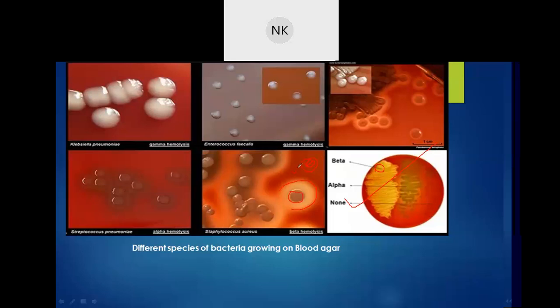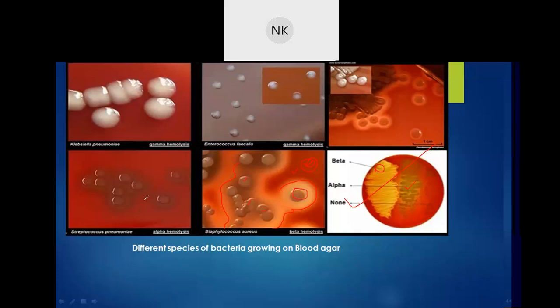This red color indicates blood not used by bacteria, and these are the colonies. Around them you can see complete lysis. Lysis of what? RBC cells. You can see clear zones around the colony. That means this bacteria has completely lysed the RBC cells. That is the beta type of hemolysis pattern.